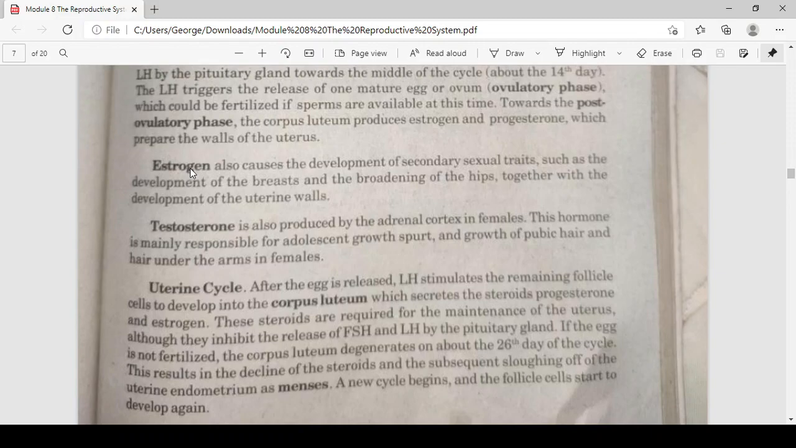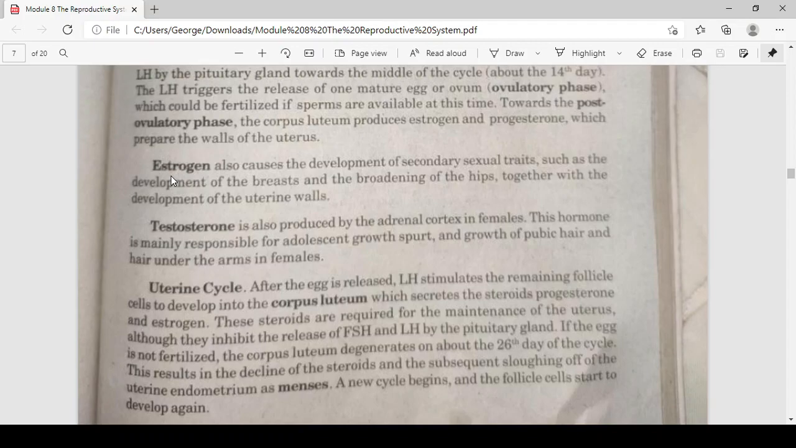Next, you have your uterine cycle. After the egg is released, your luteinizing hormone stimulates the remaining follicle cells to develop your corpus luteum, which secretes the steroids progesterone and estrogen. These steroids are required for the maintenance of your uterus.